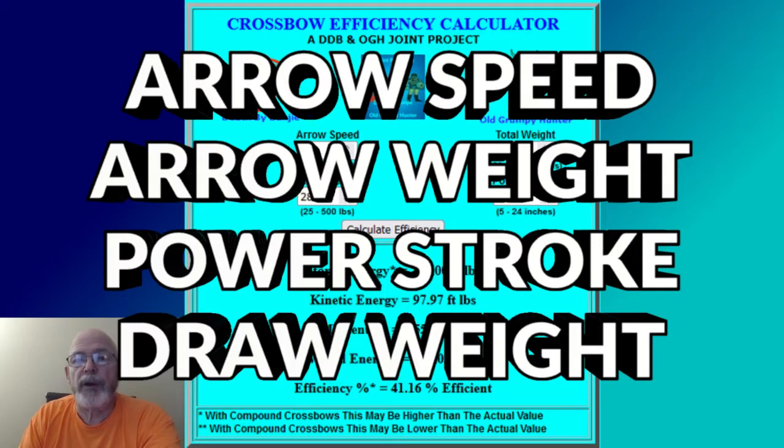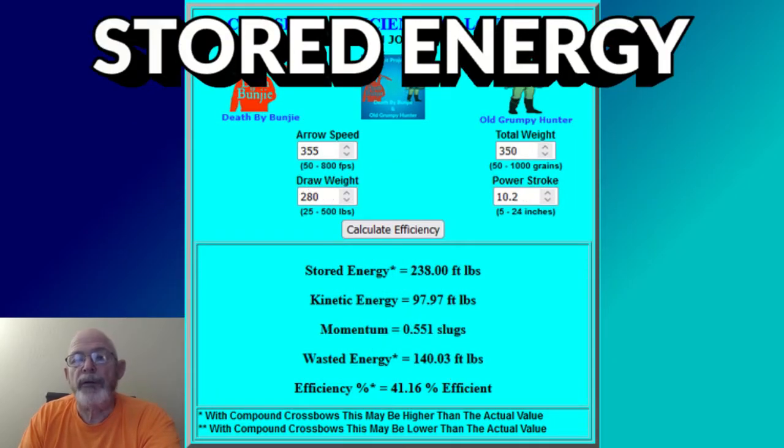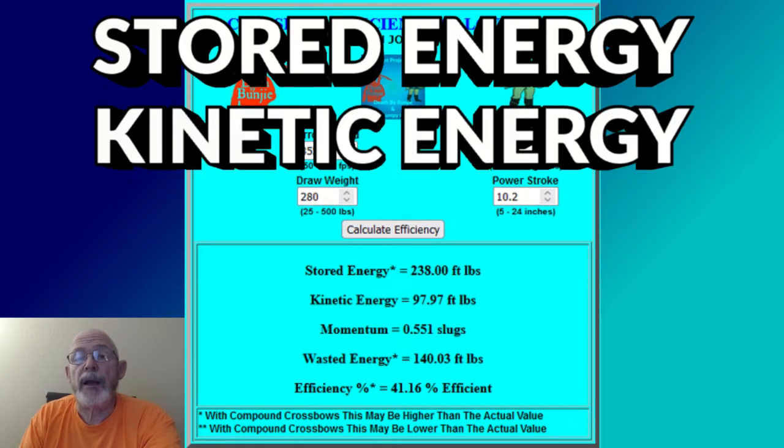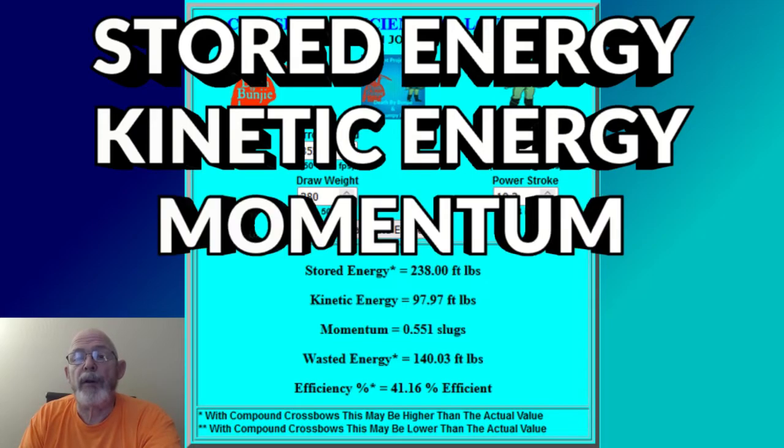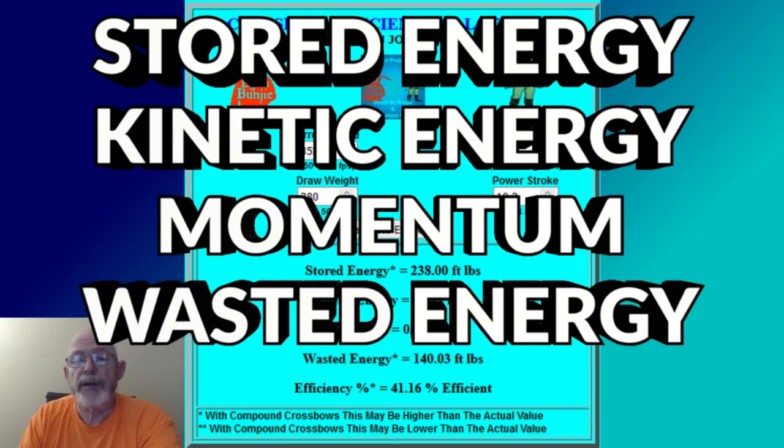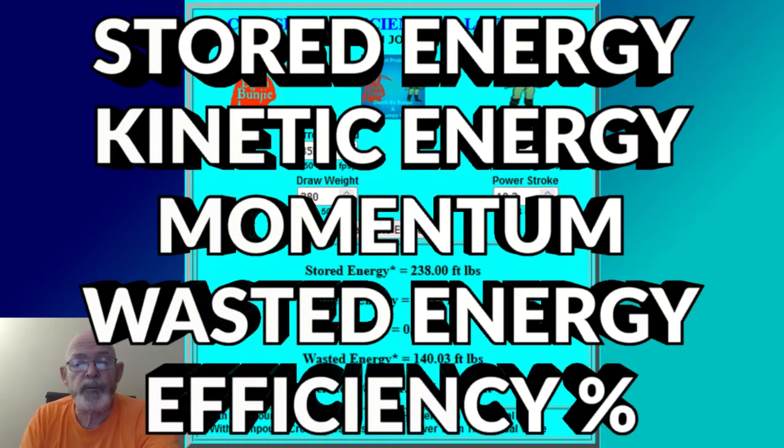The results of this calculator are the stored energy. This is the result of multiplying the draw weight by the power stroke in feet. We're doing the conversion for you. Kinetic energy of the launched arrow, momentum of the launched arrow, the wasted energy, that's the difference between the stored energy and the kinetic energy, and the efficiency percentage, this is the amount of stored energy that is transferred to the arrow.